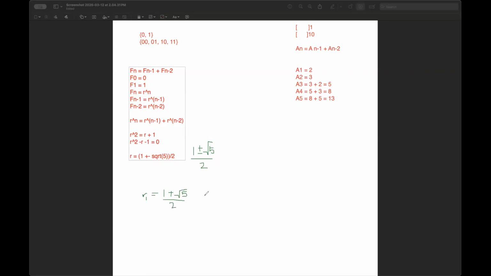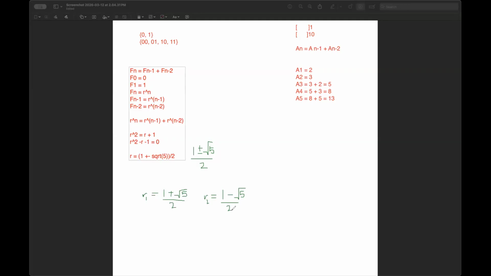And the other one is going to be r2, the second root. Sometimes people use Greek letters for this, but if it's easier to just call it r1 and r2, that's still just as valid. So I'm just going to do r1 and r2. So we have r2 is 1 minus square root of 5 over 2. And so far, so good, we have our 2 roots.